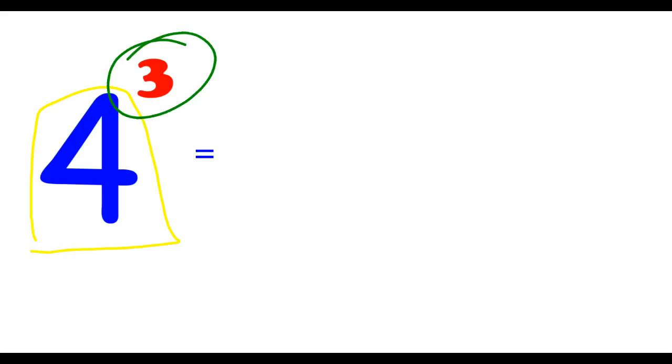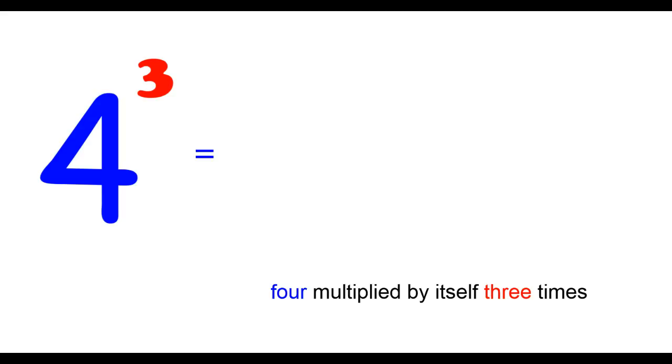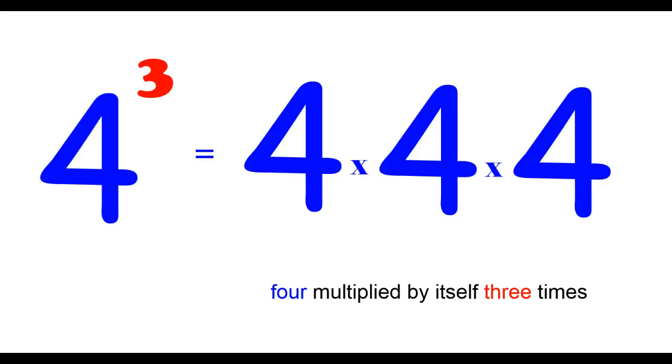We said that the base and the exponent had particular meanings. The base was the number being multiplied, so it's 4 multiplied by itself a number of times, and the exponent tells you how many times it's going to happen. So 4 raised to the third power, or 4 to the third, is 4 multiplied by itself 3 times, or 4 times 4 times 4.